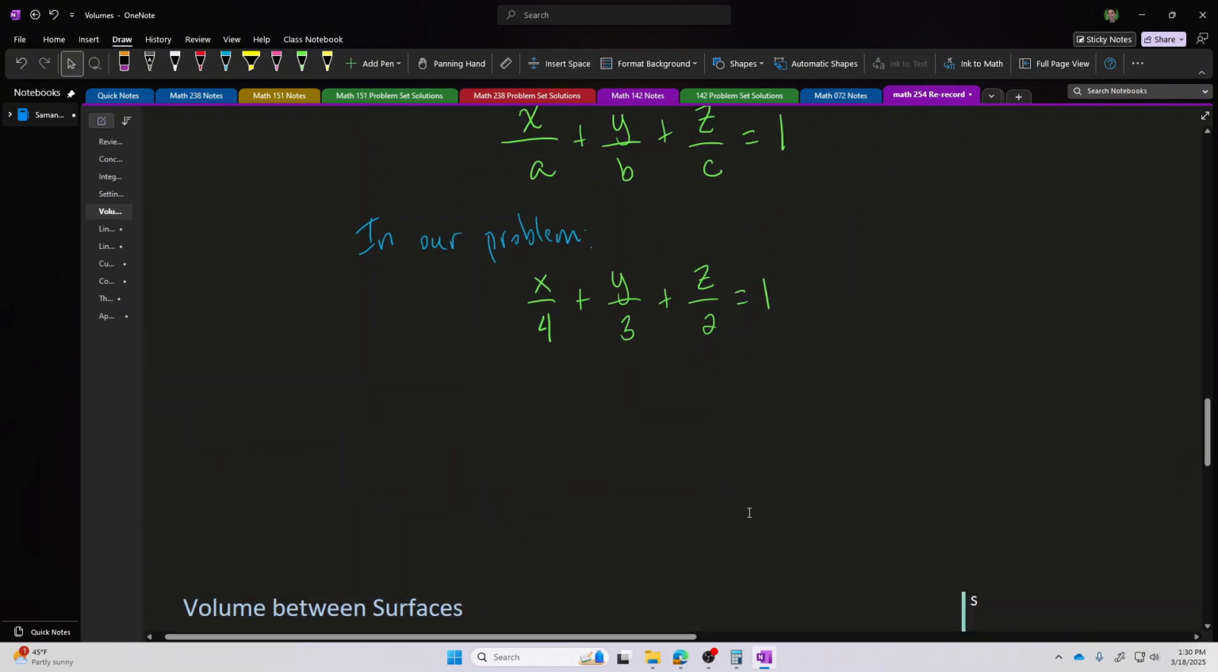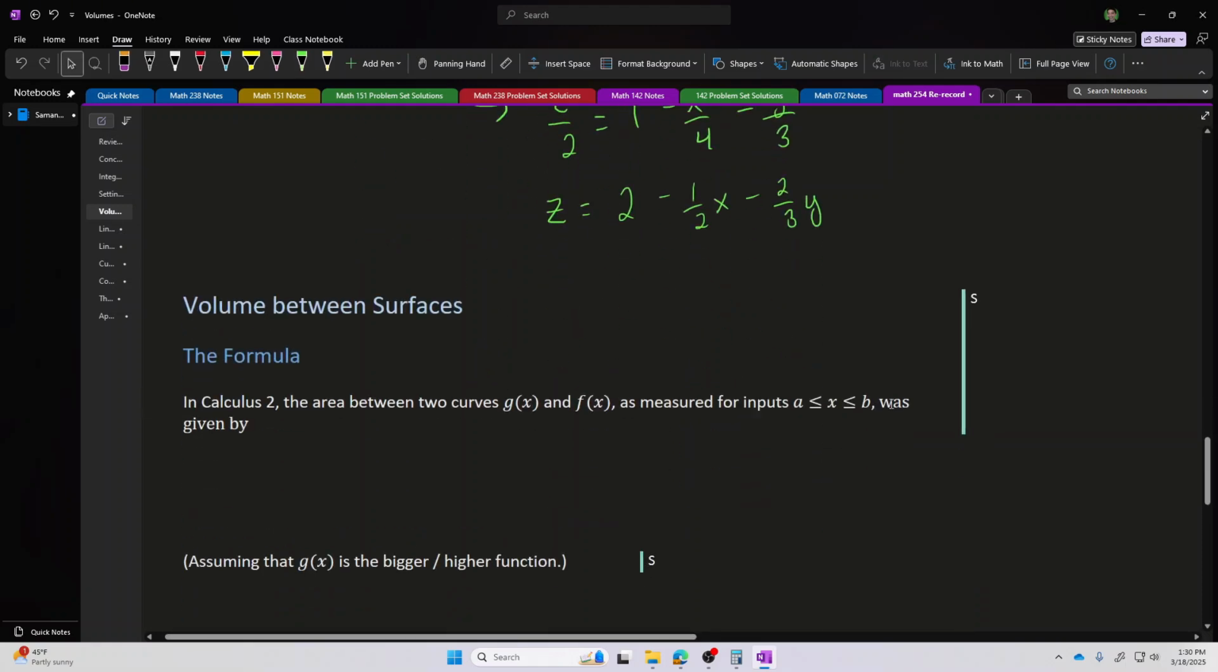Now I need to rewrite this plane as a function of x and y so that I can complete the double integral in the order dx dy or dy dx. So I'm going to take this equation and isolate the output z. I'm going to start by subtracting all the terms that don't contain z, and then I'm going to multiply by 2 to get z fully isolated.